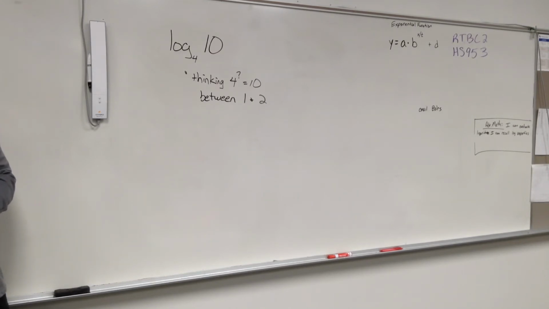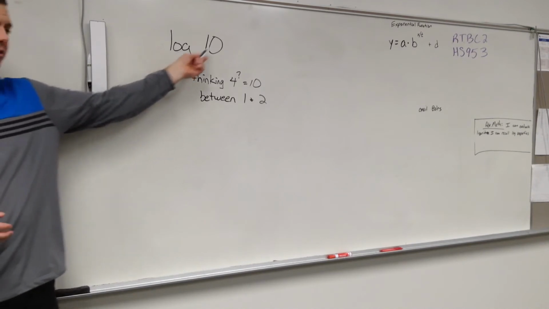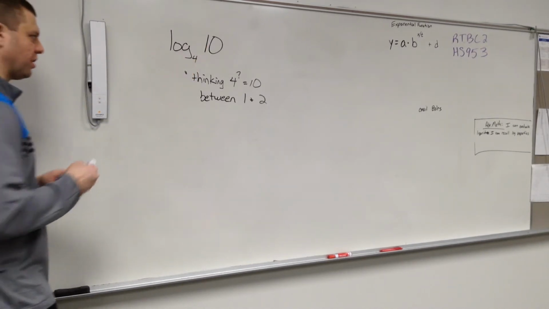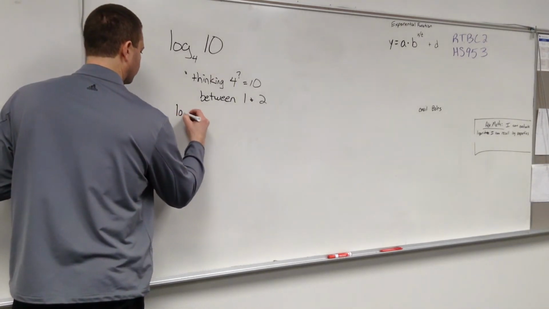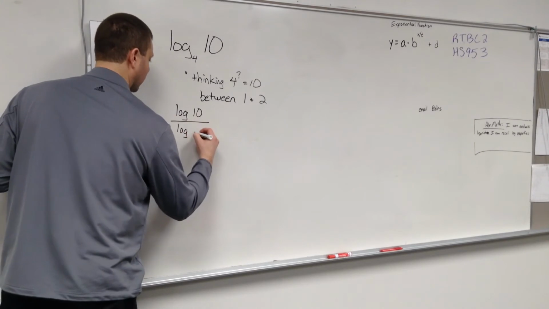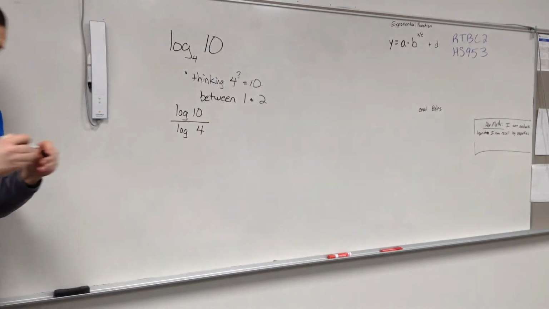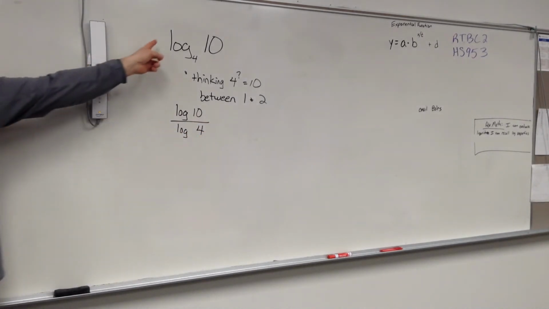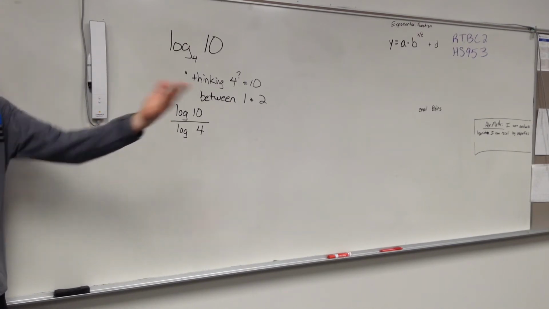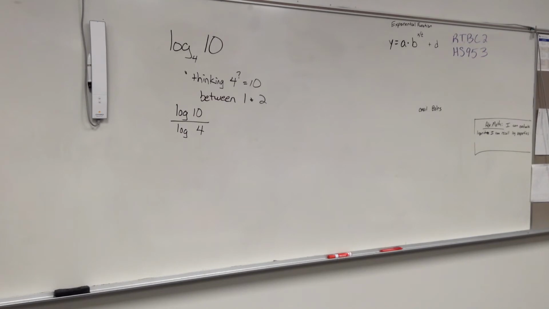If you cannot type this in exactly as is, you will use what's called the change of base formula, and you will just take a common logarithm of the big number and divide it by the common logarithm of the base. So if you can't do this, you have to do this. Everybody, use your calculator. Let's get our answer that we know is going to be between 1 and 2.